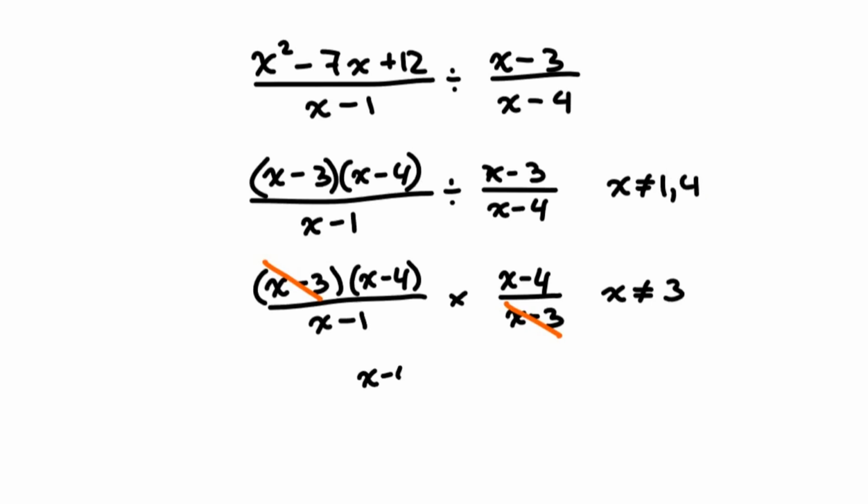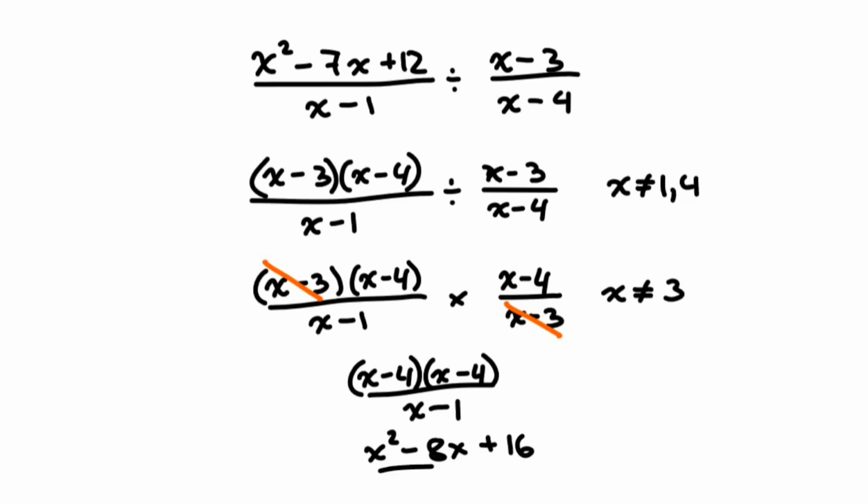X minus 4 times x minus 4 over x minus 1. And x minus 4 twice, or squared, is the perfect square trinomial. X squared minus 4x and another negative 4x, so minus 8x, and plus 16, all over x minus 1.